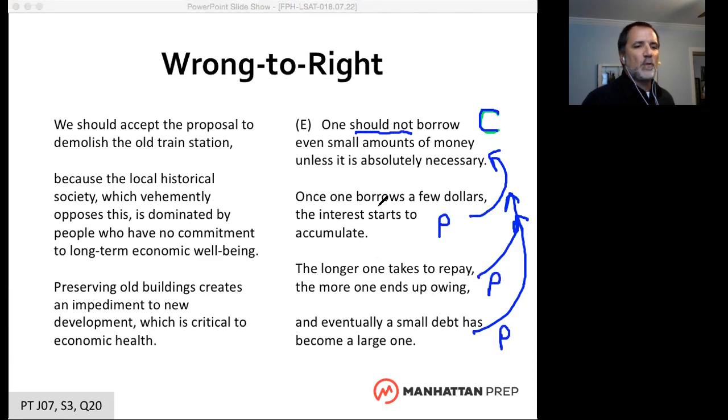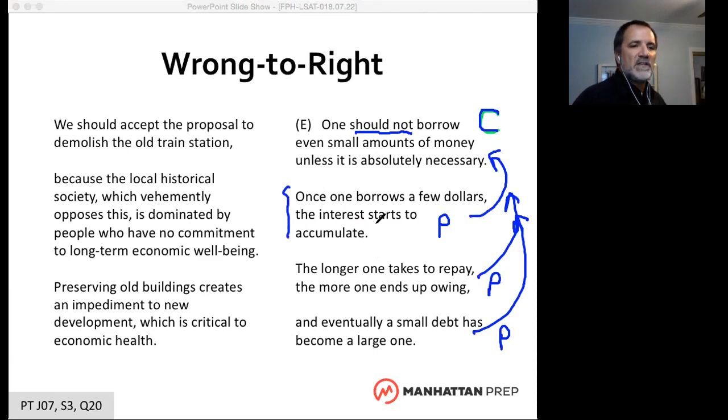So if I look at the first one, once one borrows a few dollars, the interest rate starts to accumulate. I might look at that and say, and this is what we call the debater stance: if you can come up with objections, if you can come up with an idea why, even if I accept this is true, okay, let me just accept this, that once I borrow a few dollars, whoever I borrow money from is going to charge me interest. If I borrow money from my next door neighbor, he's going to charge me interest, right? So let me just accept that.